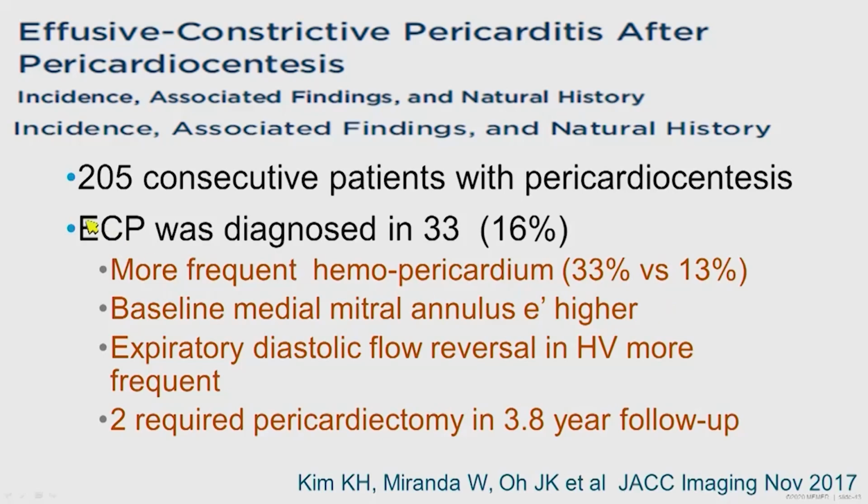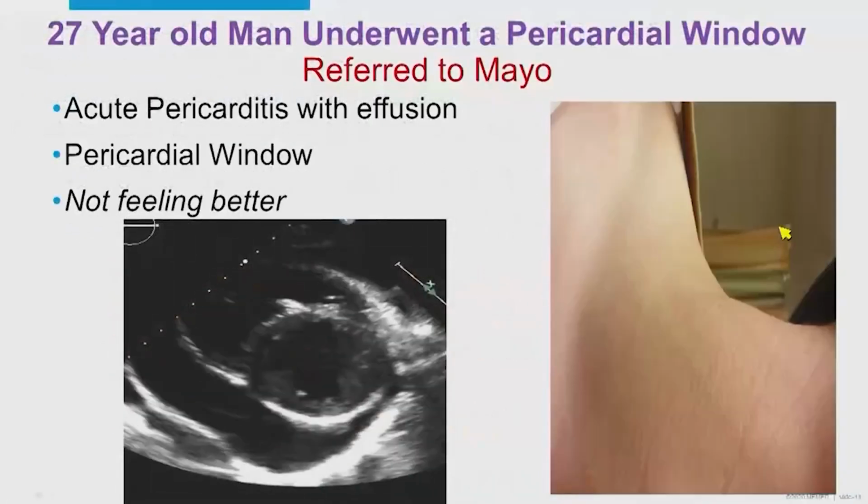This is our data, 205 consecutive patients. We found that 16% of them had effusive constrictive pericarditis. So it's more frequent in patients with hemopericardium, especially during device therapy, as I showed you before. In our practice, we treat most patients after pericardiocentesis with NSAID or steroid, NSAID and colchicine anyway. Only 2 patients required pericardiectomy in a 3.8-year follow-up, as you see here.